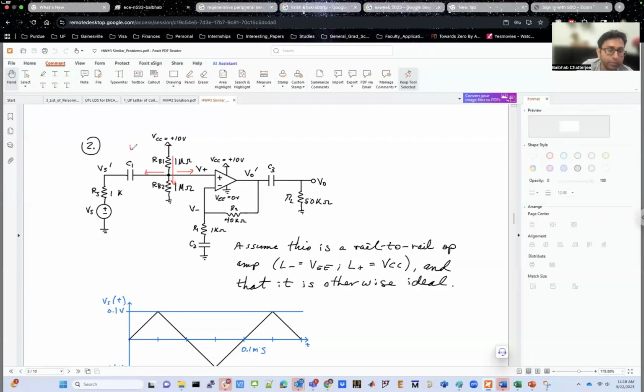You know that the impedance of a capacitor is 1 upon SC. So in this case, the impedance of the capacitor is 1 upon SC1. And since S is equal to J omega, at DC, omega is 0. So 1 upon J omega is infinitely large.